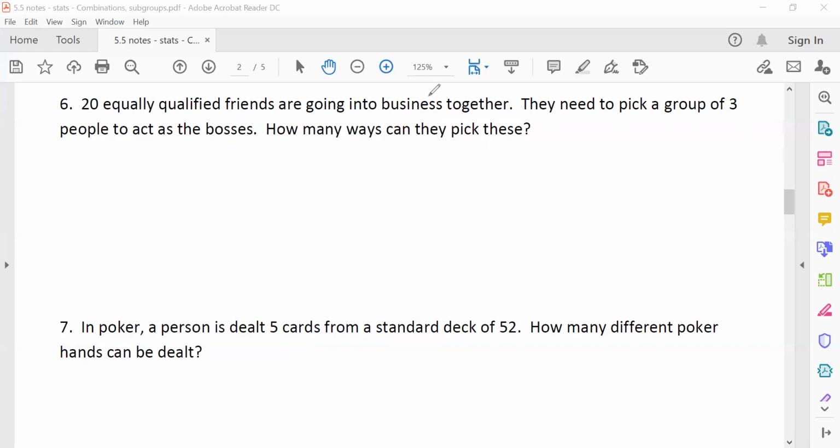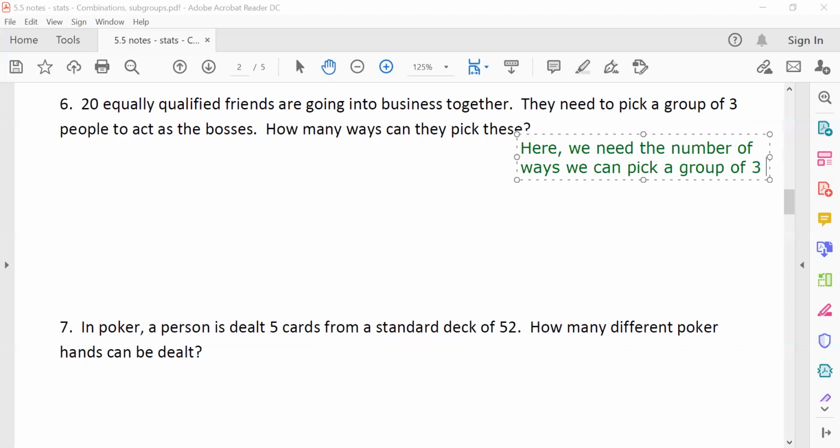And so here we need the number of ways we can pick a group of 3 from a larger pool of 20 objects. And I'm just calling them objects.